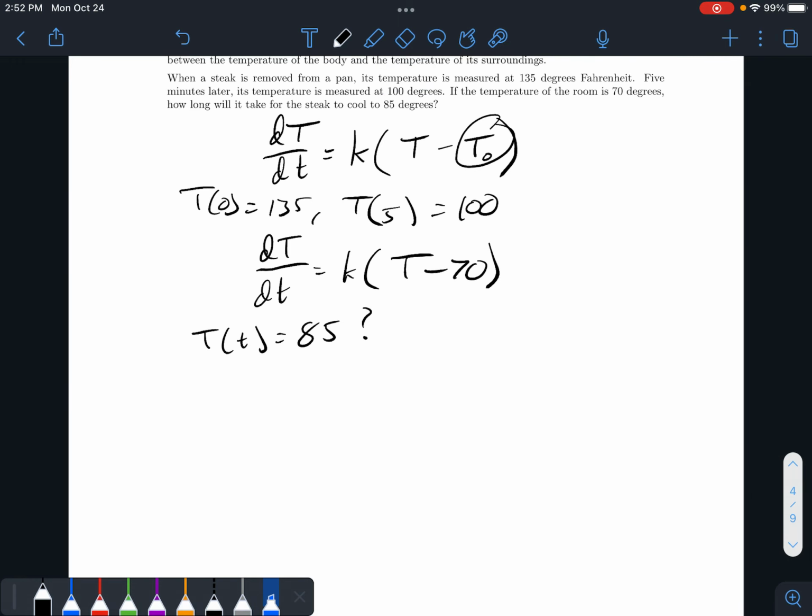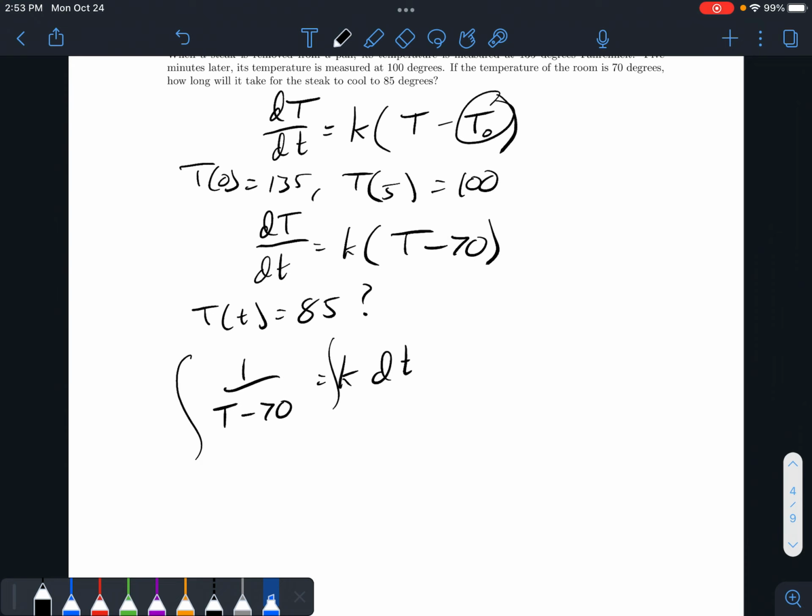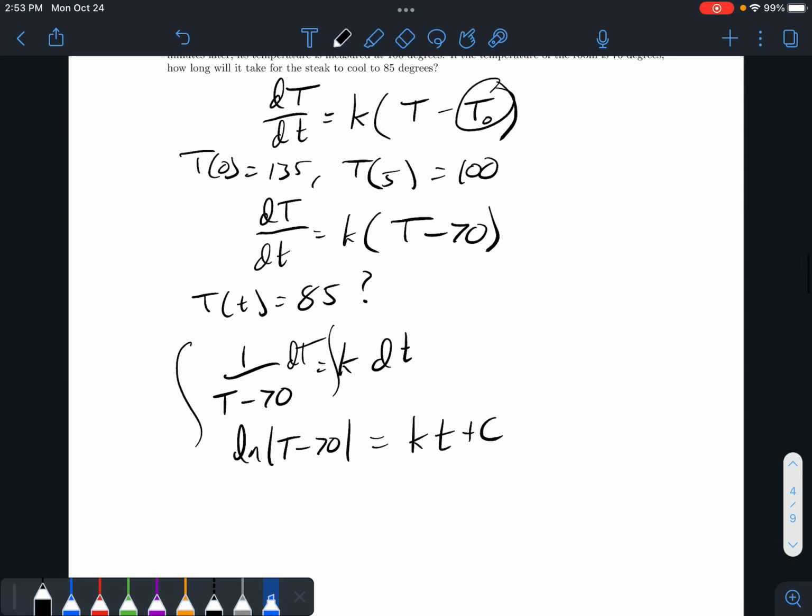All right, so this one is more straightforward. You take this differential equation and separate it. So 1 over T minus 70 dT is equal to k times dt. Then you can integrate both sides with respect to, oh, I forgot the dt over here. Okay, now we can say this is equal to this, and integrating both sides, the left-hand side is ln of T minus 70. The right-hand side is kt plus C.